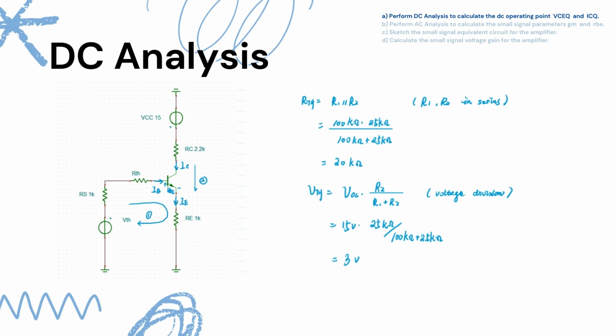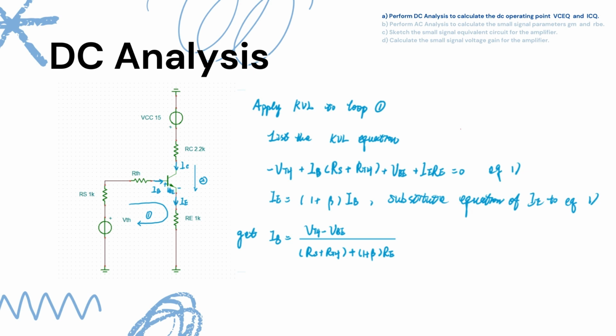RTH can be seen as a combination of R1 and R2, where R1 and R2 are in parallel. With the voltage divider law, we can calculate VTH. Substitute values for R1, R2, and VCC. We get RTH equals 20 kΩ and VTH is 3 volts.